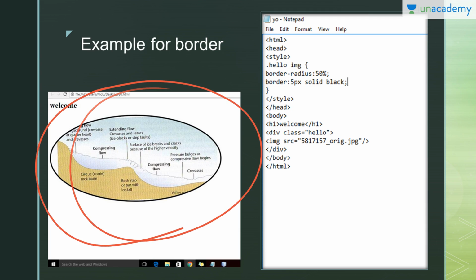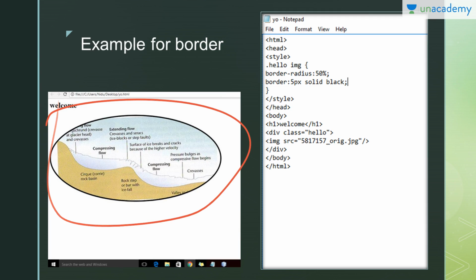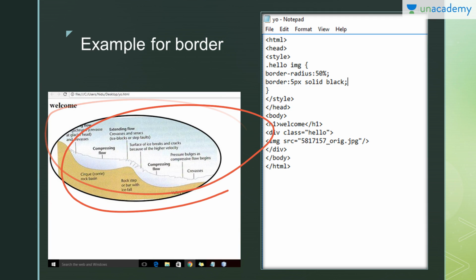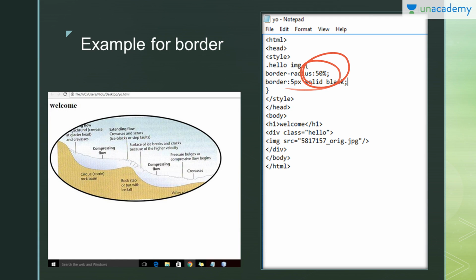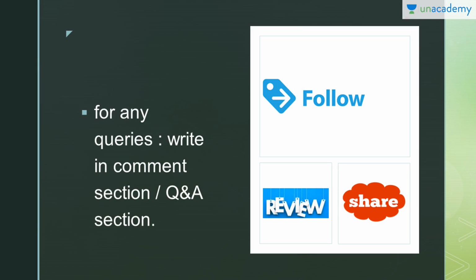Okay, you can see that this image is more of an oval shape. If you just rotate your screen, okay, and if you want to make it a perfect circle, then you can increase the percentage here of border radius. Okay, right? So this is all about this video.